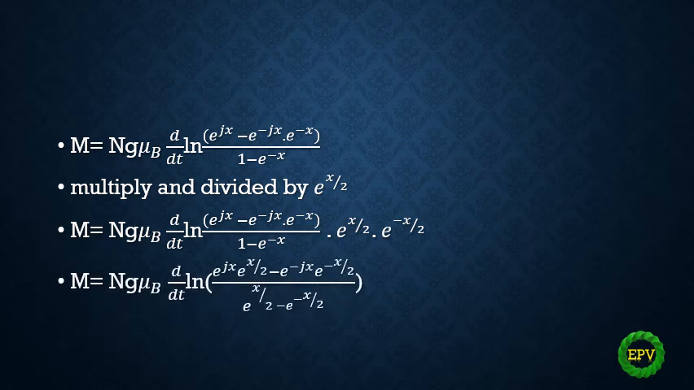How is the final result obtained? Each term is multiplied by e raised to x by 2 and e raised to minus x by 2, and then we take e raised to minus x by 2 as a common factor outside the bracket, and the denominator e raised to minus x by 2 and the numerator e raised to minus x by 2 are cancelled. We write the final equation as M equal to n g mu B into d by dT of log of e raised to jx into e raised to x by 2 minus e raised to minus jx into e raised to minus x by 2 divided by e raised to x by 2 minus e raised to minus x by 2.